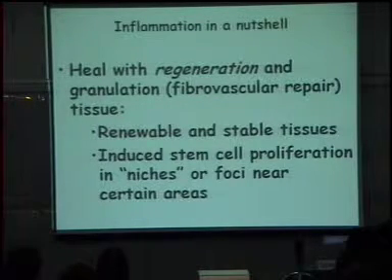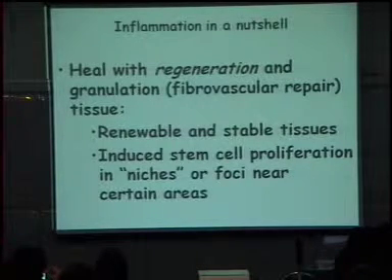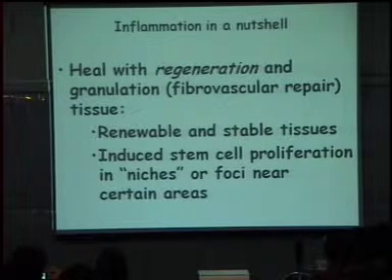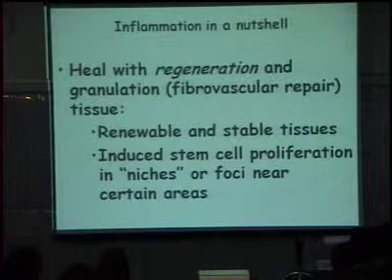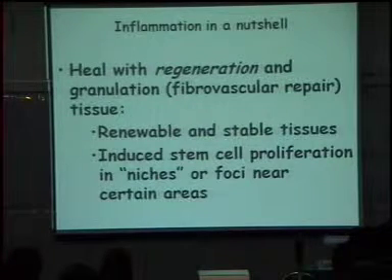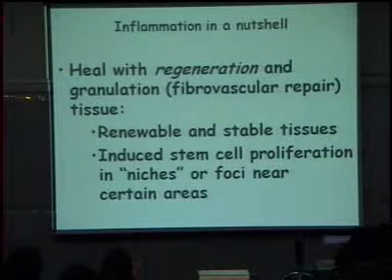Now, how do you heal things? You heal them with regeneration or scar tissue. And scar tissue is granulation tissue or fibrovascular granulation tissue. We talked about the fact that in some places some cells can renew themselves, some can't. For instance, your stomach can, your skin can, your heart can't. And some, like your liver, doesn't normally regenerate itself well, but when stimulated, it can. And this is changing, or our idea about this is changing.